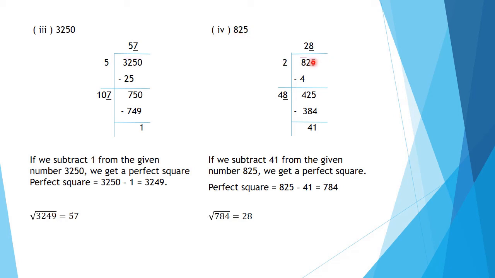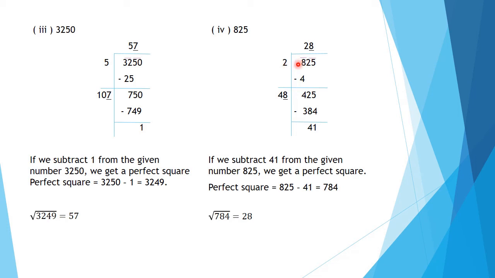First we have to group the numbers, we have to put the bars. So the units place and tens place form one group. Then in the hundreds place we have only one digit, so the second group has only one digit. Okay, so 8 forms the second group. Now we have to start the division. What is the square root of 8? You know children, 8 is lying between the squares 4 and 9.